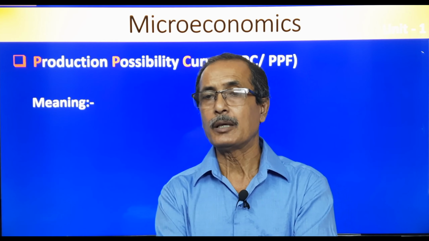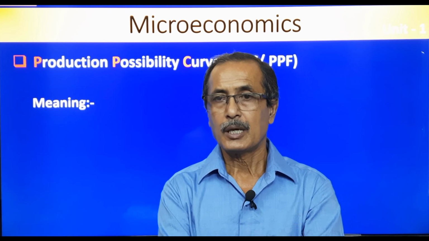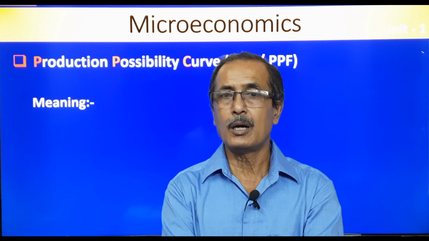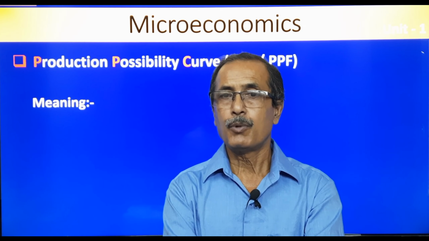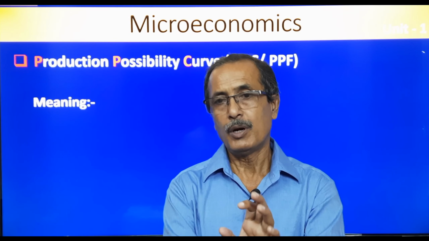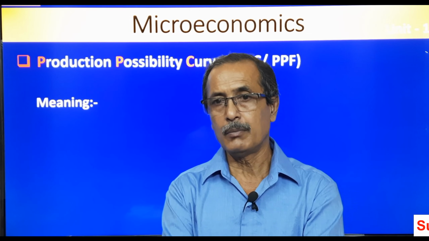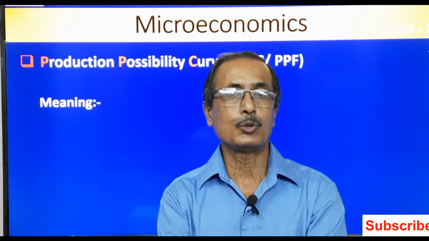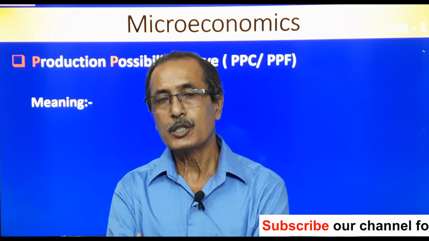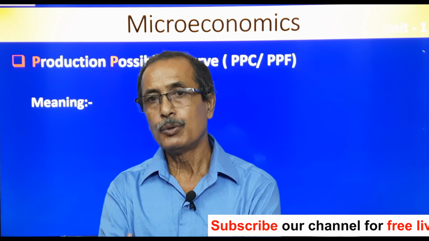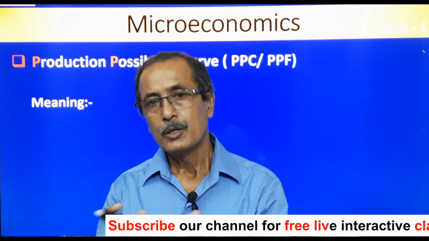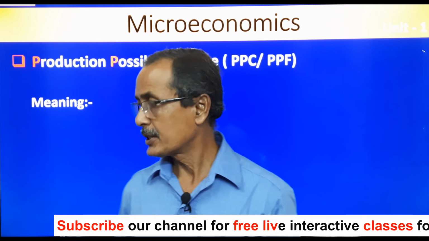In this way, the producer can change the combination of these two goods, and all these are explained with the help of a schedule and a diagram. Once we explain the schedule and the diagram, then the matter will be clear to you. Okay. Now production possibility curve we shall explain with the help of a schedule. Then we shall explain the diagram with the help of the schedule also. Okay. Now let's see the schedule.